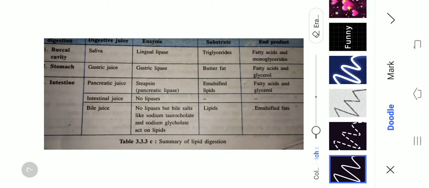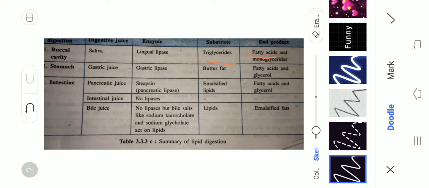When we come to lipid digestion, in the oral cavity a small enzyme is released from the saliva, from the Ebner's glands of the tongue. That is called lingual lipase. This lingual lipase is able to break down the triglycerides into fatty acids and monoglycerides.